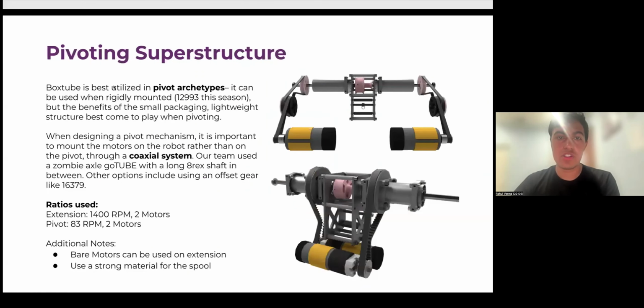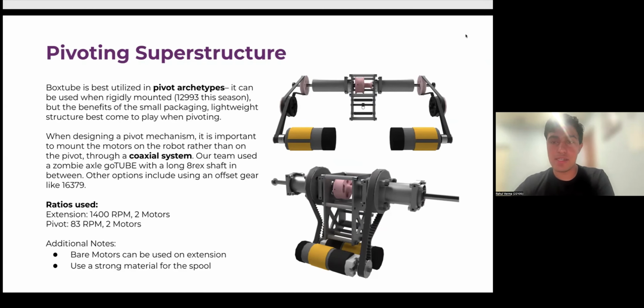Starting with the pivot superstructure of Boxtube. In this presentation, we're mostly going to be covering the hardware side of Boxtube. Boxtube is best used in pivot archetypes, meaning a pivoting structure similar to team Jack in the Bot in FRC, which allows you to horizontally extend and vertically extend.